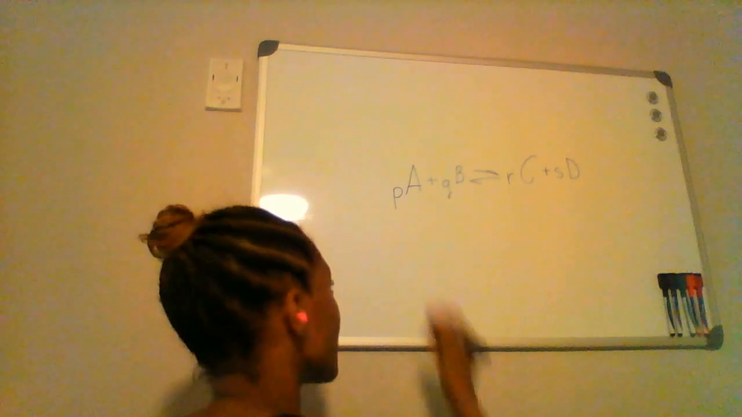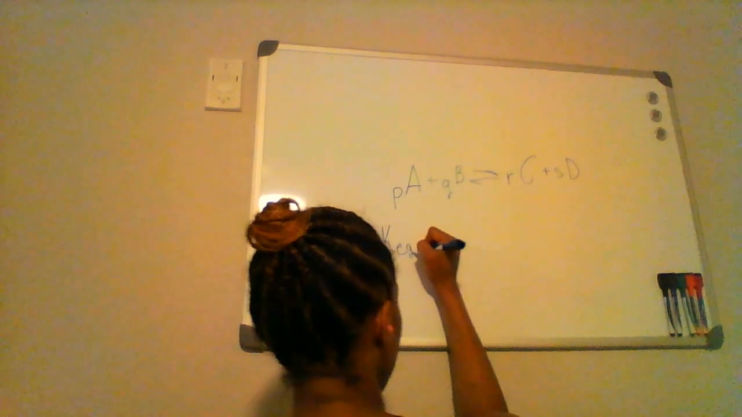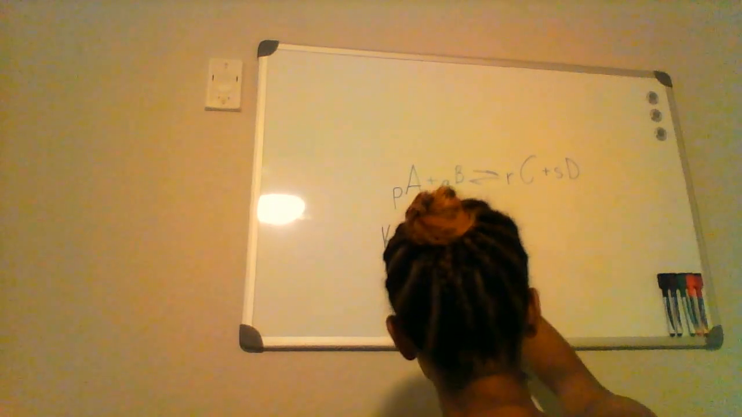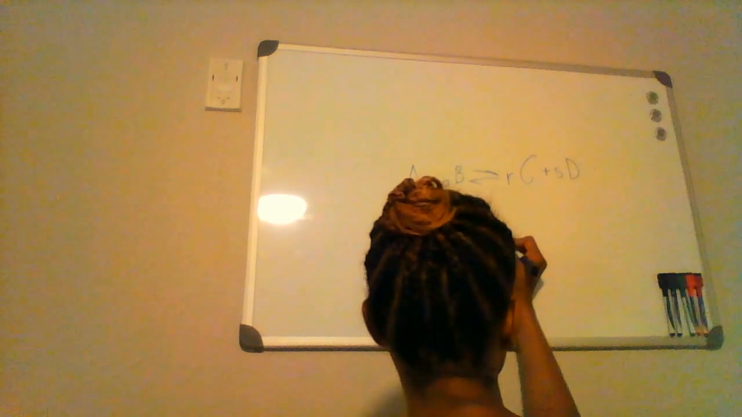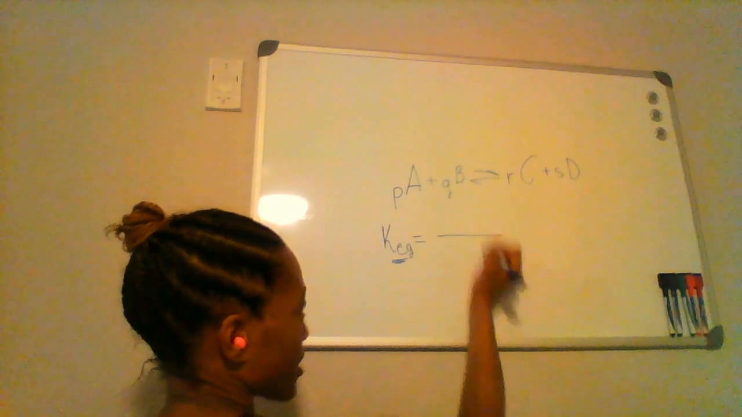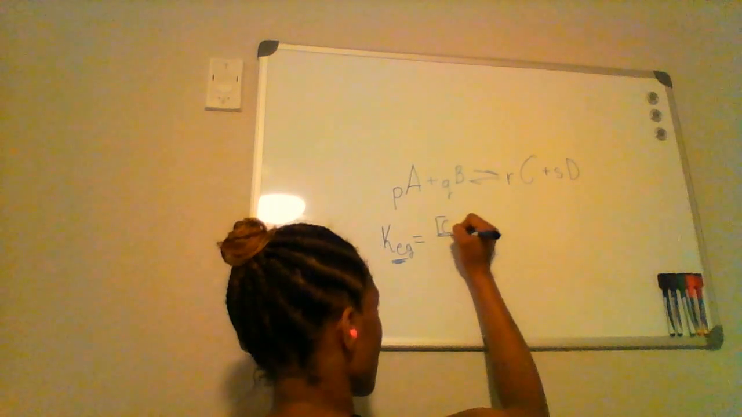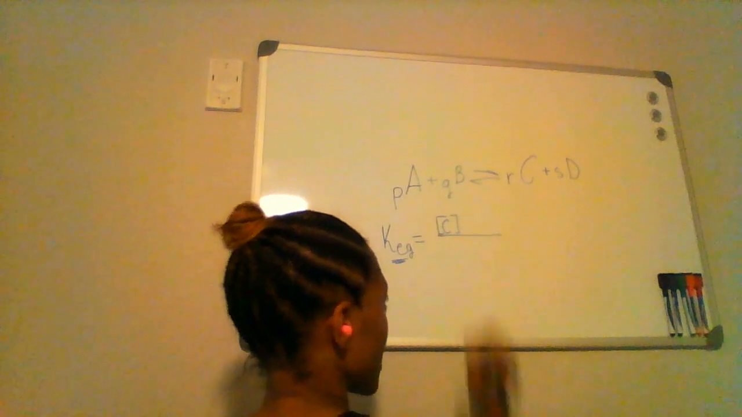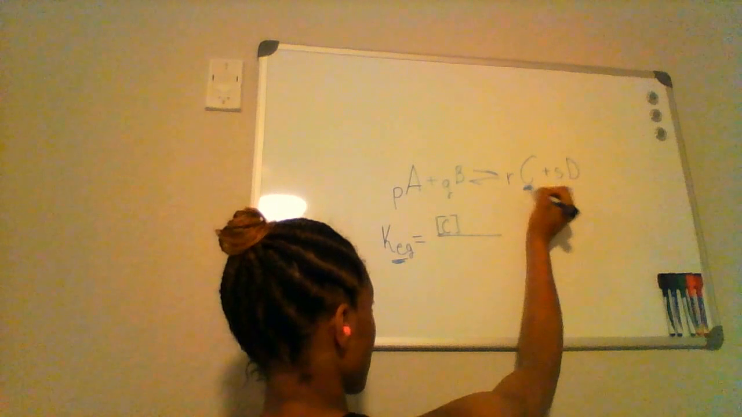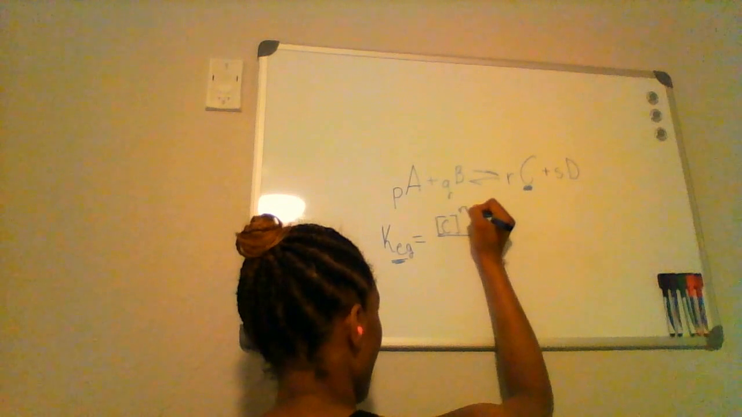All right, so the Keq, this is shorthand for equilibrium constant, is going to be equivalent to the product of the products over the product of the reactants. So the concentration of species C, but the trick here is to raise each species to the power of its leading coefficient. So we're going to raise that to the power of R.